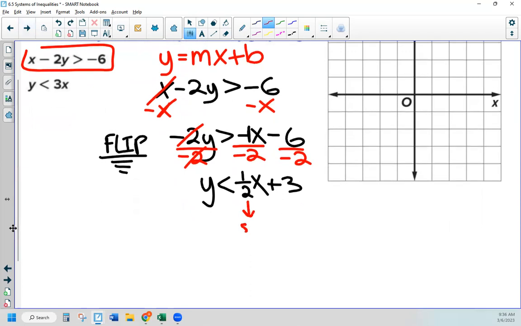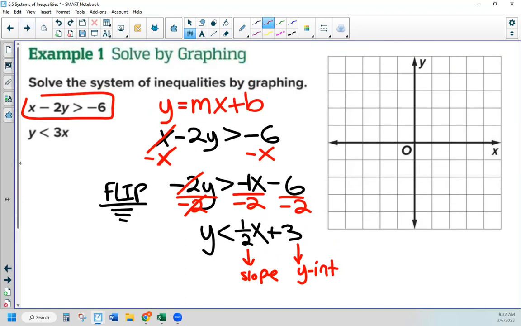This right here is my slope, and this right here is my y-intercept. Don't forget that we always start graphing with our y-intercept. So I will go with the 3. I'm going to go up to 3 on my y-axis. 1, 2, 3 is located right here. And I'm going to put a point on the y-axis.